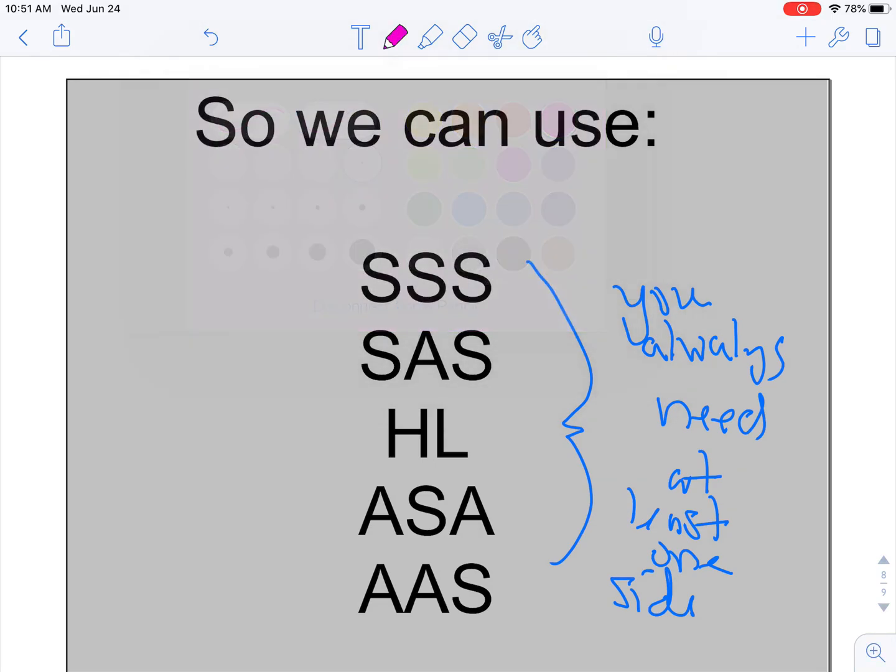Which ones can't you use? You cannot use angle, angle, angle, or side, side, angle. Those are the ones that we cannot use. And that is the end of lesson 4.5.